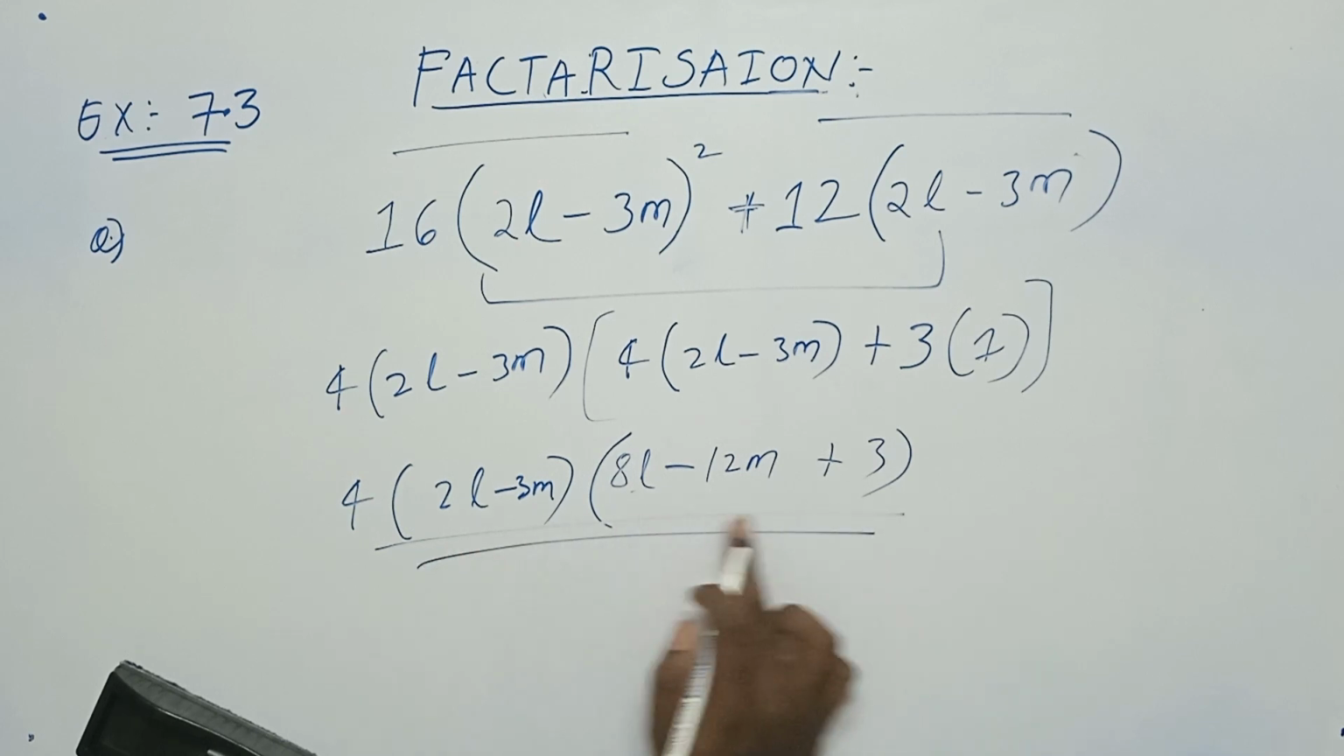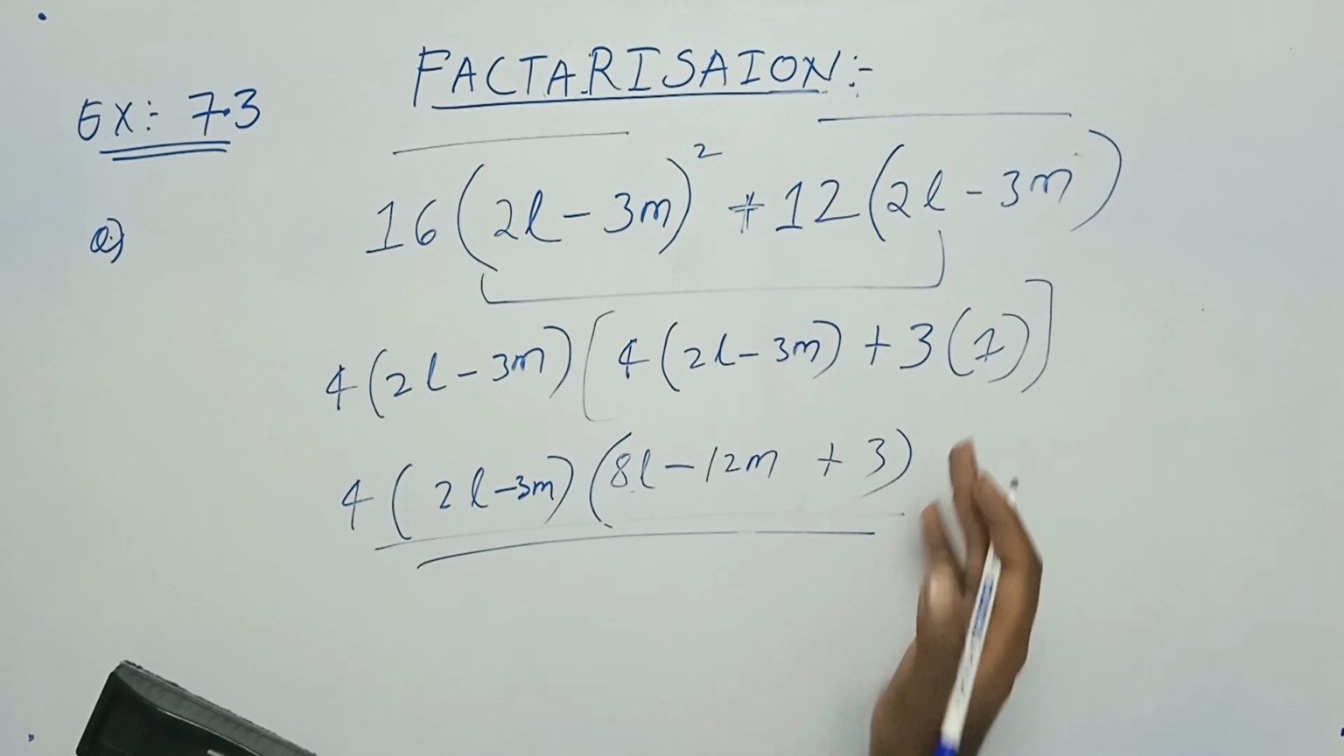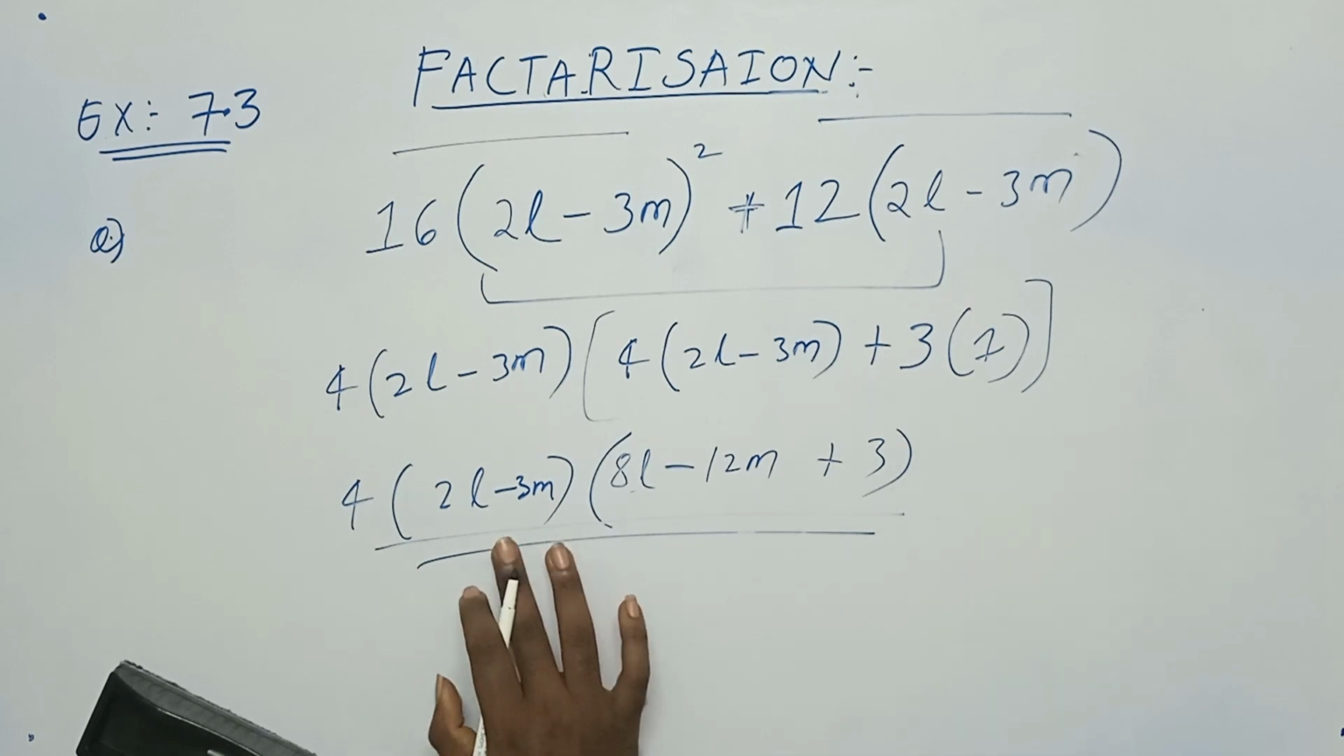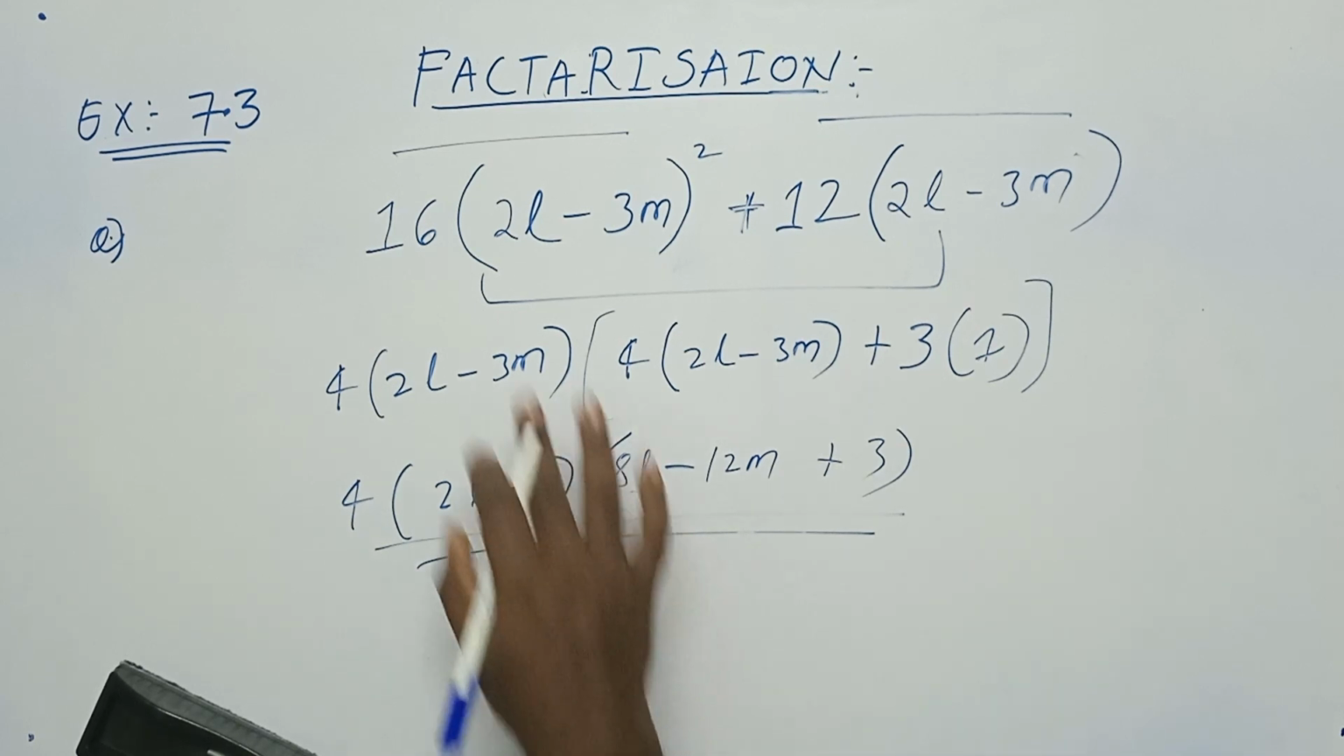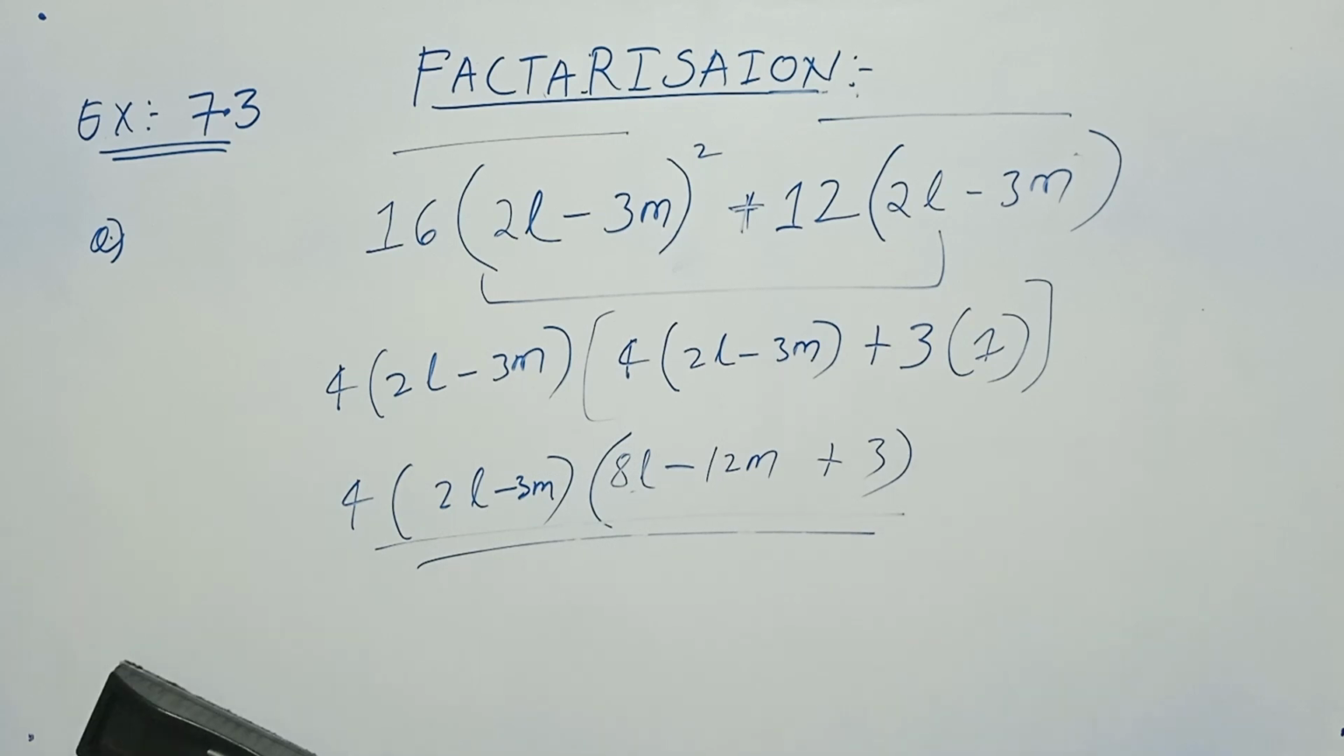We got the product of three factors of the given expression. So this is how we are going to solve. We got three factors of the given expression. So this is how we are going to solve.